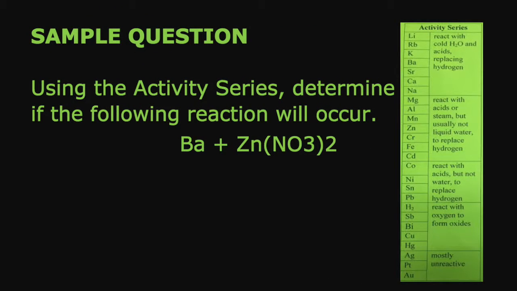This is a sample question you might see on a worksheet or a test. Will a reaction occur between barium and zinc nitrate? Use the activity series to determine the answer. By looking at the activity series, we can see that barium is higher than zinc, which means it is more reactive. So in this single replacement reaction, barium will replace zinc to form the product barium nitrate.